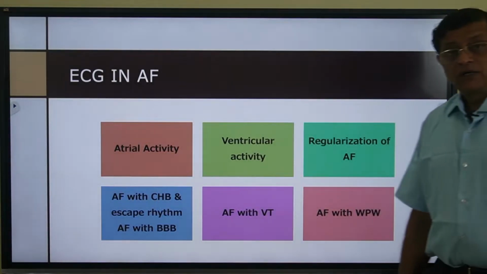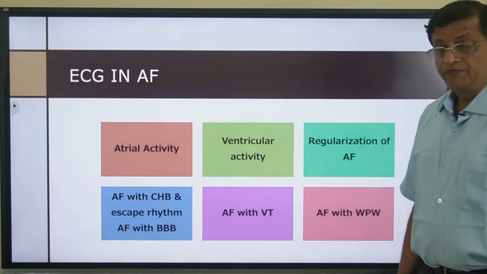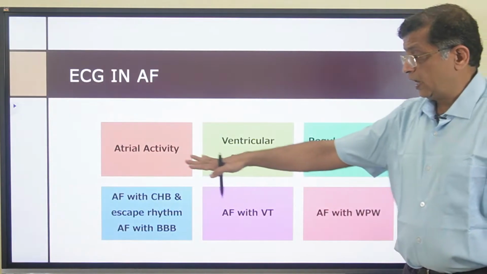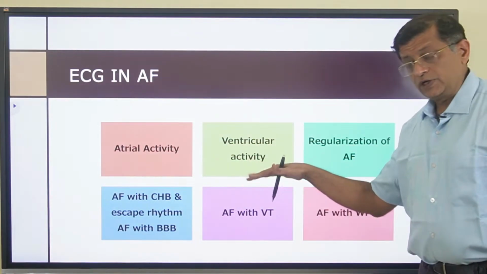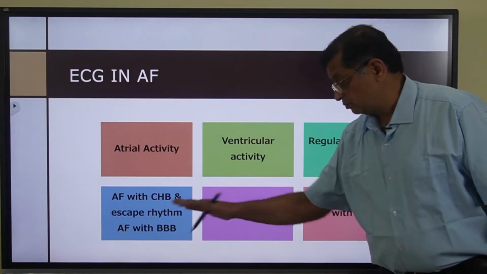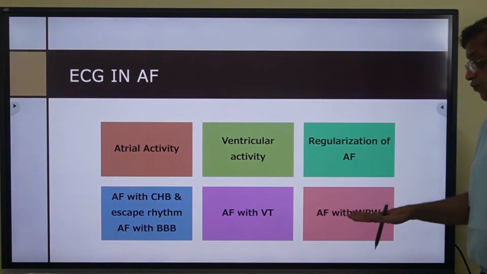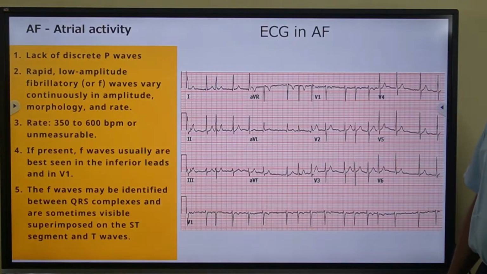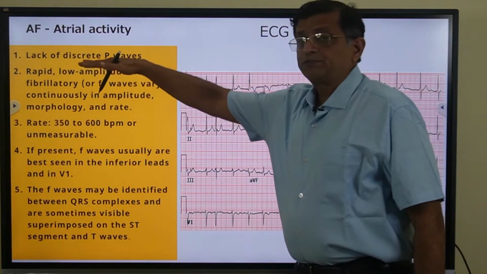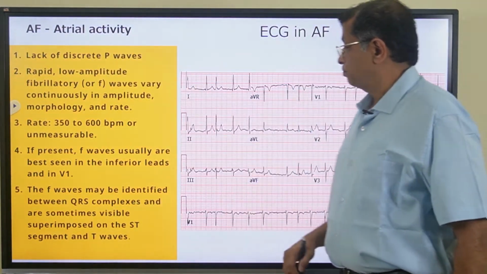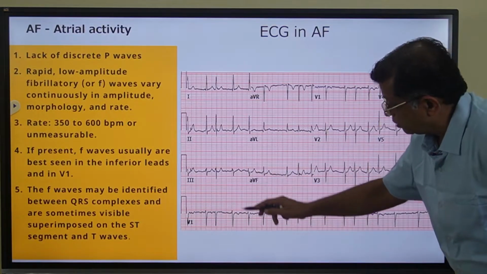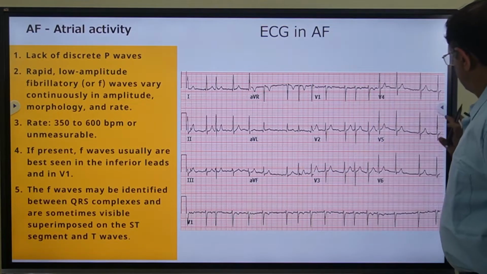Coming to the ECG changes in atrial fibrillation, we will discuss this under 6 different headings: atrial activity, ventricular activity, regularization of AF, AF with complete heart block and escape rhythms, AF with VT, and AF with WPW. Let's start with the atrial activity. Atrial activity is typically the absence of P waves. They are replaced by small undulations in the isoelectric line, which are called fibrillatory waves.